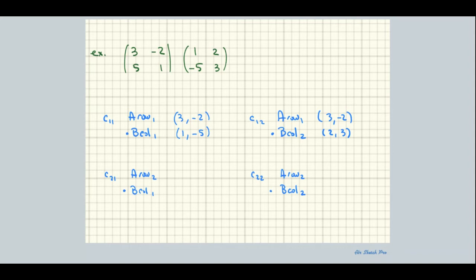Now, what's A row 2? That's right, it's 5, 1. That's how it's going to work. What's B column 1? 1, negative 5. Now, let's finish this up. What's A row 2? 5, 1, yeah. And what's B column 2? That's right, Danny. Thank you, Alex. Yeah, 2, 3. There we go. Okay, so we're ready to rock and roll here.